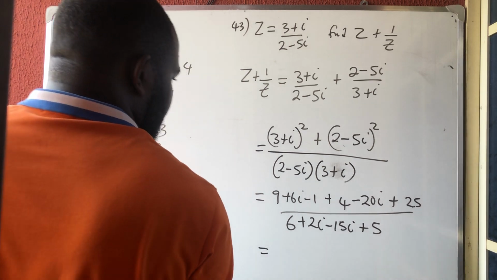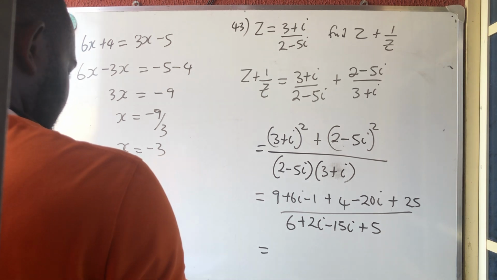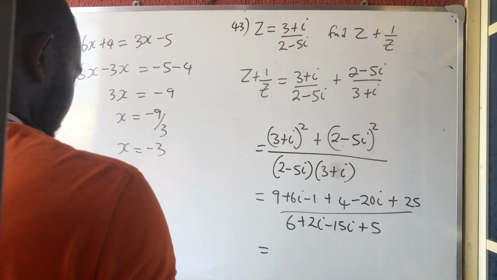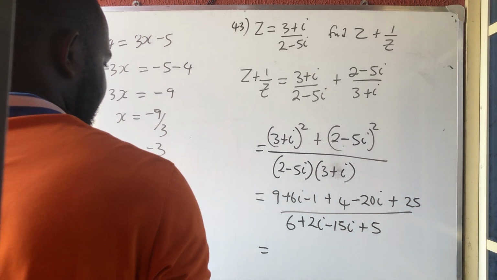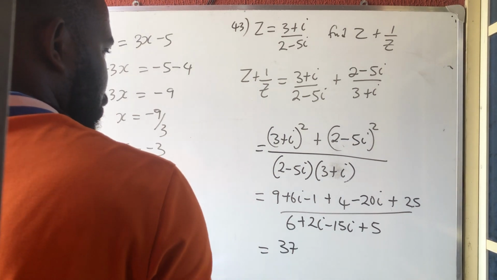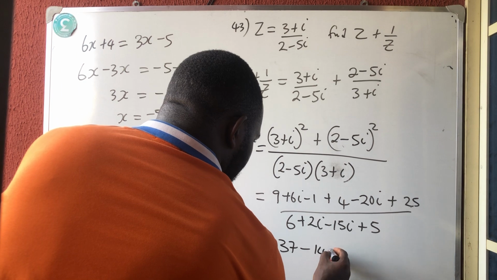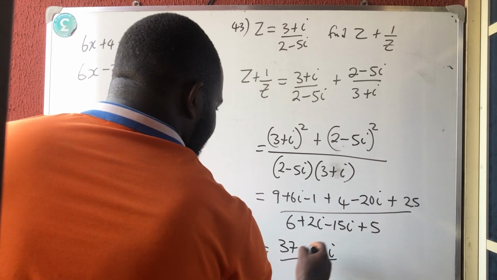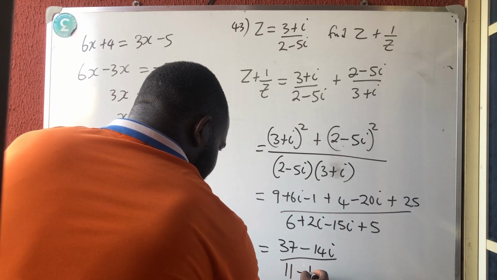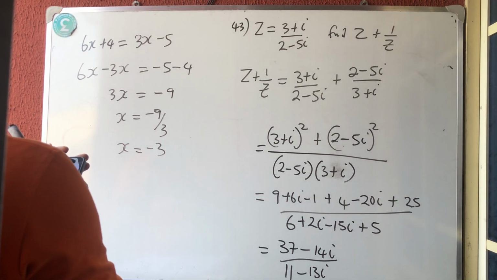So I'm now left with, let me add all the numbers. So I have 9 minus 1, plus 4, then plus 25. So I'm having 37. So for the numbers I have 37, then for the i I'm having 14. Yes, 14. This and this is giving me minus 14i, all over, this and this is giving me 11. This and this is giving me 13, right? Minus 13i. Then afterwards you have to rationalize if it is not in that form.